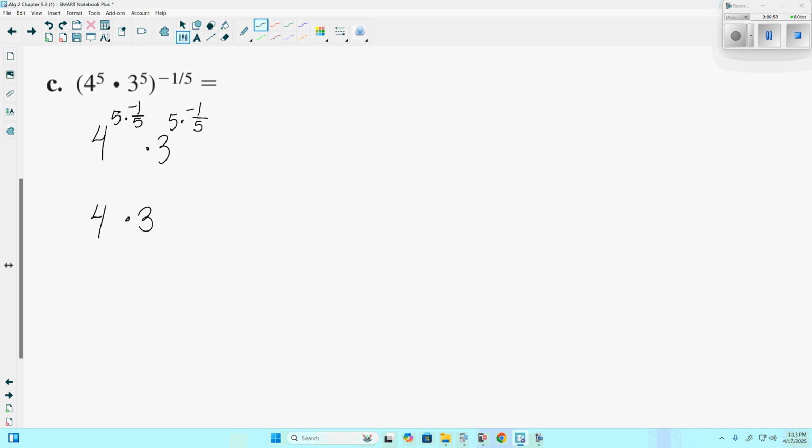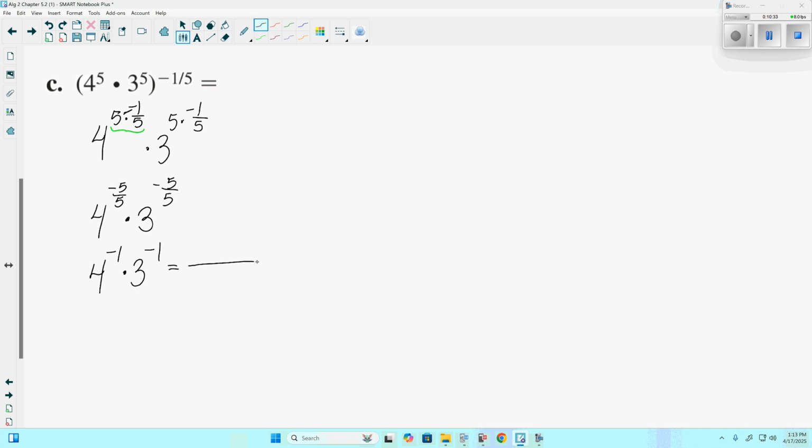5 times negative 1/5 is what? Well, the 5 would multiply with the negative 1 and give us what? Negative 5. And it'd be over 5. Well, what is negative 5 divided by 5? Negative 1. Well, we'd have the same thing for 3, really telling us that we have 4 to the negative 1 times 3 to the negative 1.